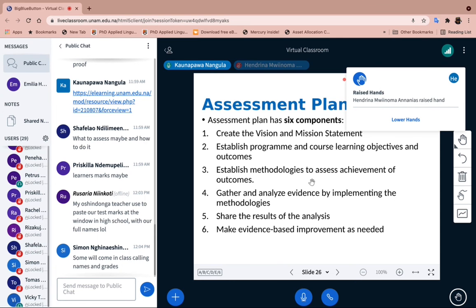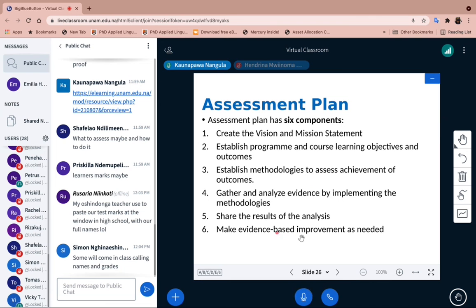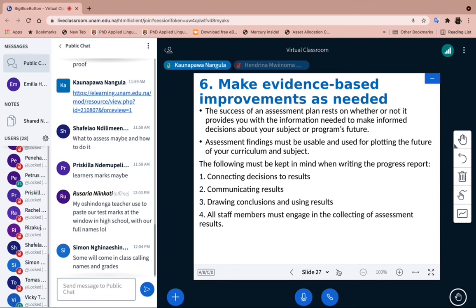You're very welcome. All right, we are moving on now to the 6th step, which we didn't talk about, and I think that's where we are going to stop. Make evidence-based improvement as needed. So the success of an assessment plan rests on whether or not it provides you with information needed to make informed decisions about your subject or program's future. And assessment findings must be usable and used for plotting the future of your curriculum and subject.